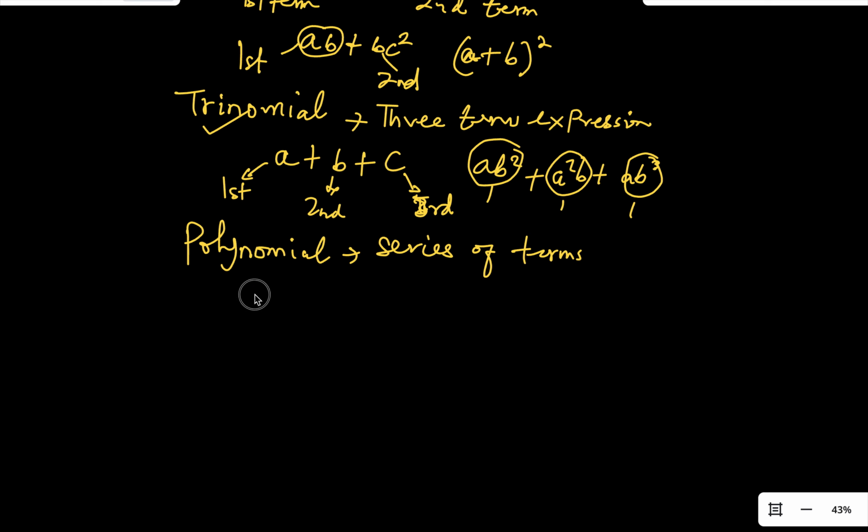So if I get something like A plus B plus C plus D plus E, first, second, third, fourth term, fifth term, sixth term, as e dey plenty dey go, all of them you just group them under wetin they call polynomial.